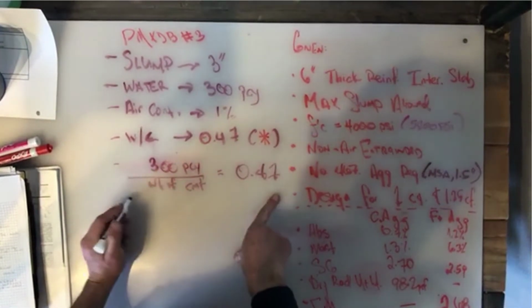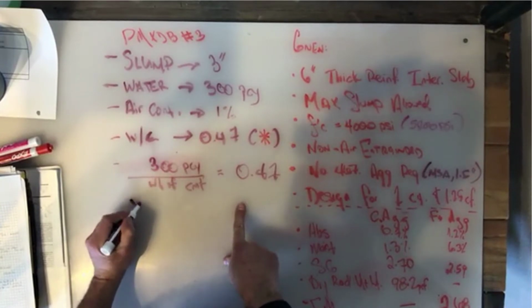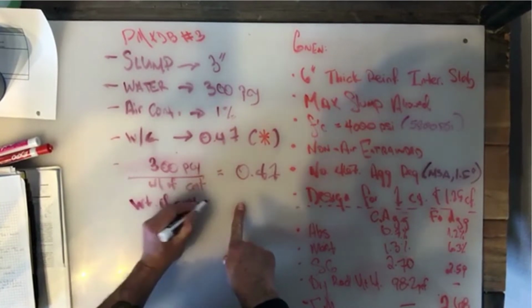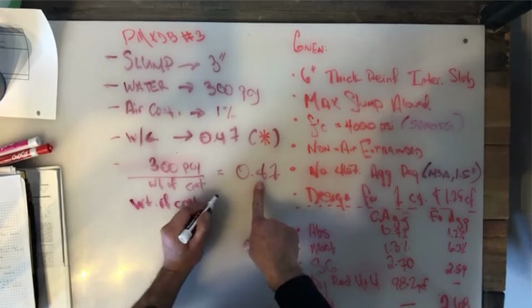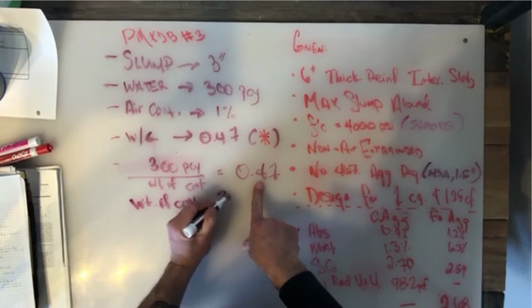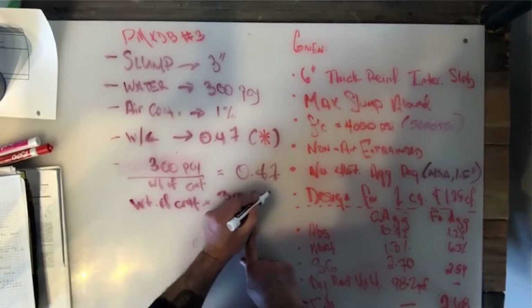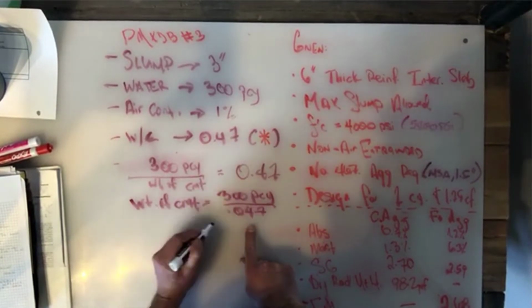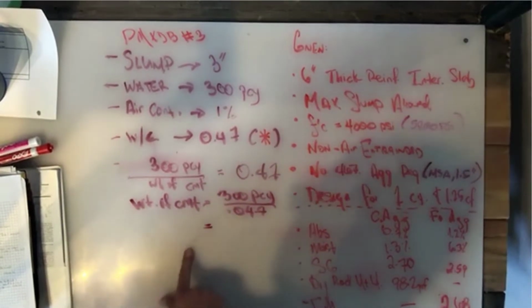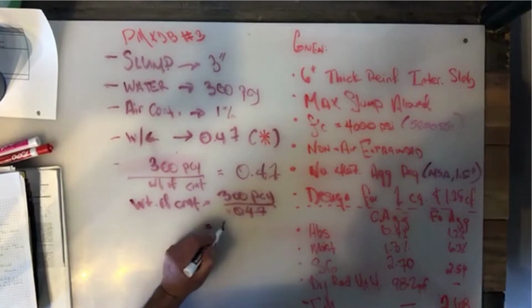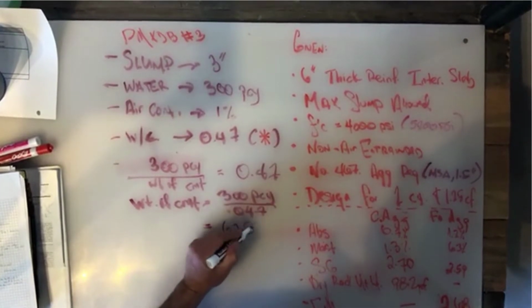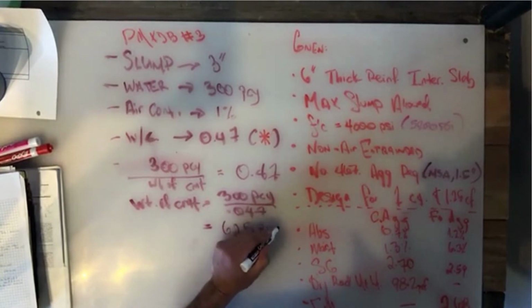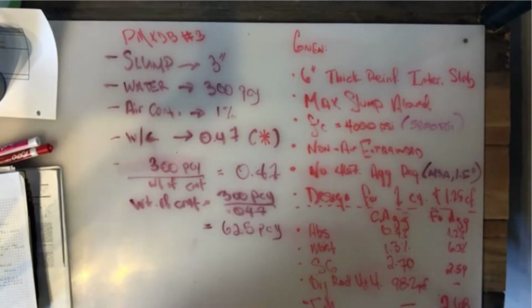So if I flip this around, my weight of cement equals 300 pounds per cubic yard divided by 0.47, and that ends up equaling, what was that, 625 pounds? 625 pounds per cubic yard, okay?